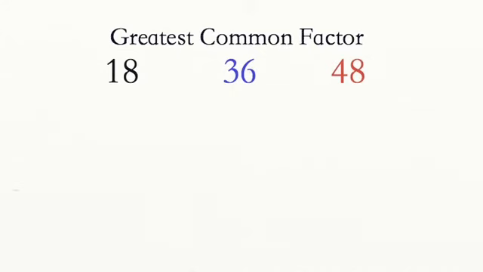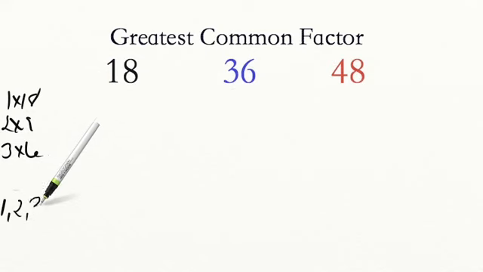Now that you've had the chance to find the greatest common factor for two numbers, do you think you can do it for 3? Let's list out all of the factors for 18, 36, and 48. Let's start with 18. We know that we can multiply 1 times 18, 2 times 9, and 3 times 6. There aren't any other numbers that we can multiply together to get the number 18. So let's list those factors from least to greatest: 1, 2, 3, 6, 9, and 18.